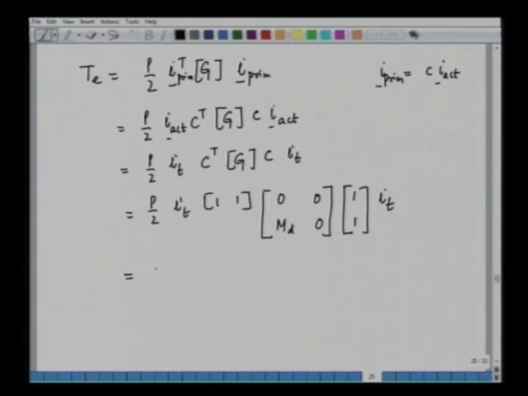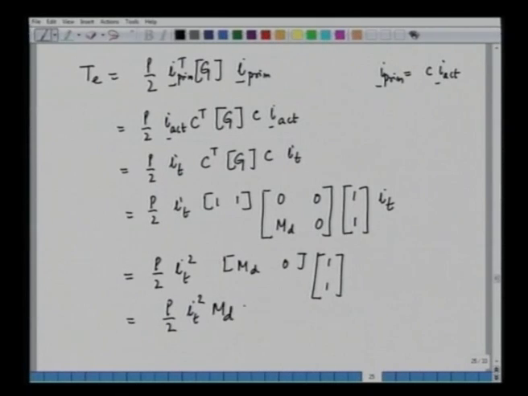So, further simplification will lead to It square. It is here and It is also here. So, then I have MD and 0 and post multiplied by 1 and 1, and then what I finally obtain is P by 2 It square MD. So, this is basically the expression for the torque of a DC series motor. So, this we have obtained from the current primitive machine model using the principle of linear transformation in electric machines.